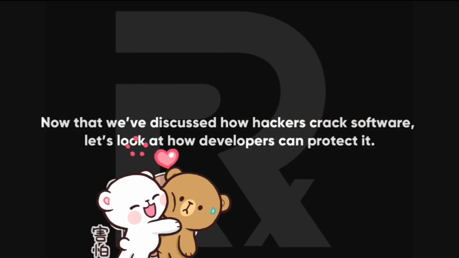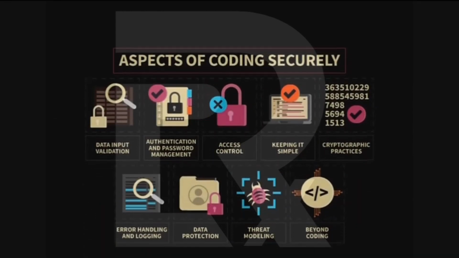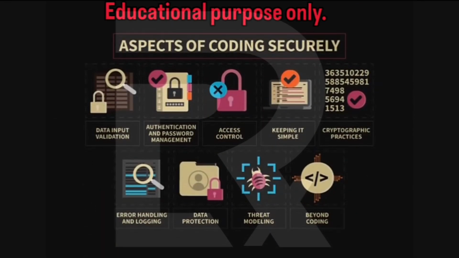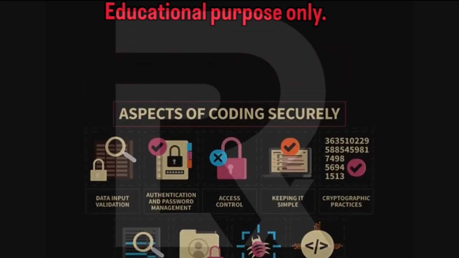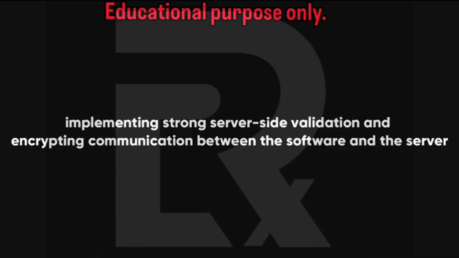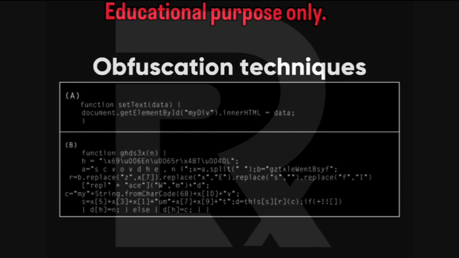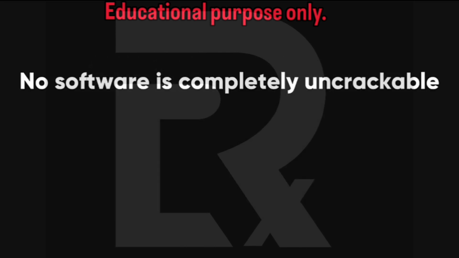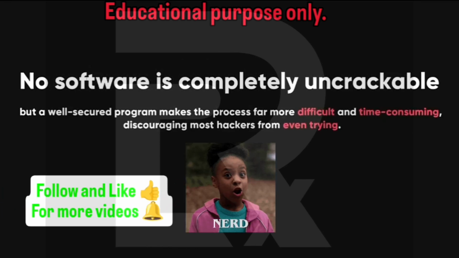Now that we've discussed how hackers crack software, let's look at how developers can protect it. First and foremost, secure coding practices are essential. Many vulnerabilities stem from poorly written or unoptimized code. For online activation, implementing strong server-side validation and encrypting communication between the software and the server can add an extra layer of protection. Additionally, using obfuscation techniques to make your code harder to read and reverse engineer can slow down potential attackers. Keep in mind that no software is completely uncrackable, but a well-secured program makes the process far more difficult and time-consuming, discouraging most hackers from even trying.